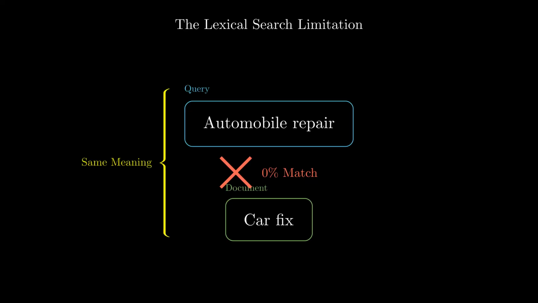This is the vocabulary mismatch problem. The syntax is different, but the semantics, the meaning, is identical. To solve this, we need a way for computers to stop matching letters and start matching meaning. That is where vector embeddings come in.